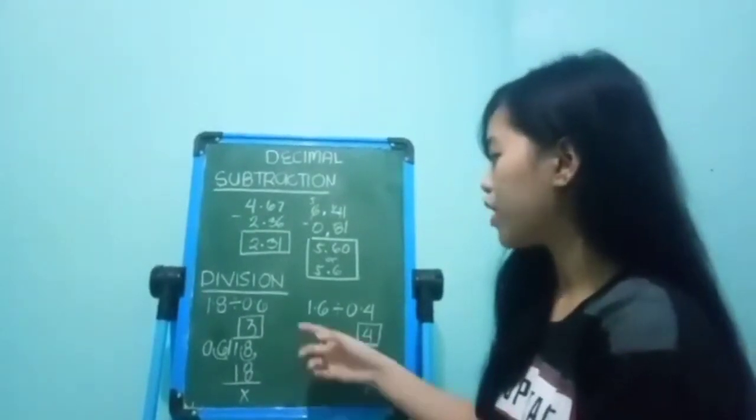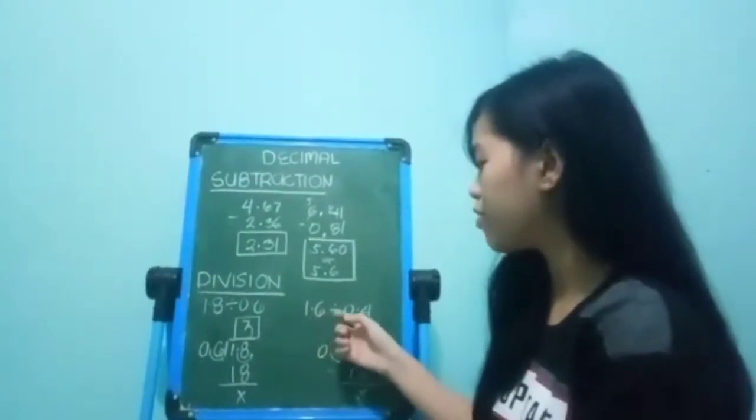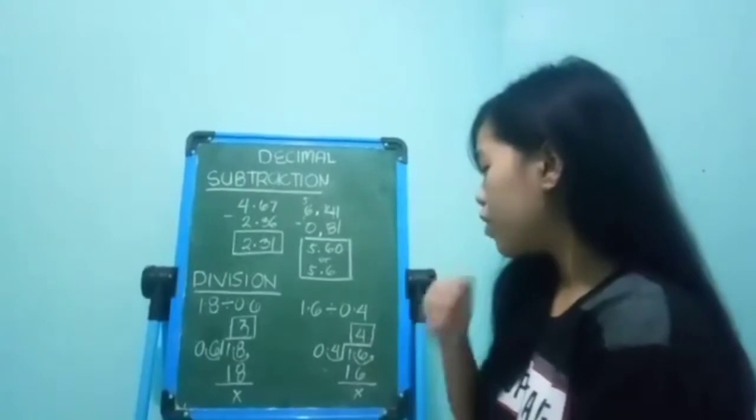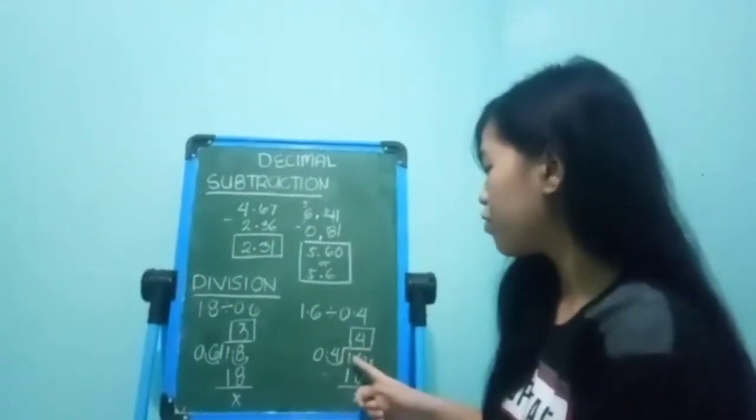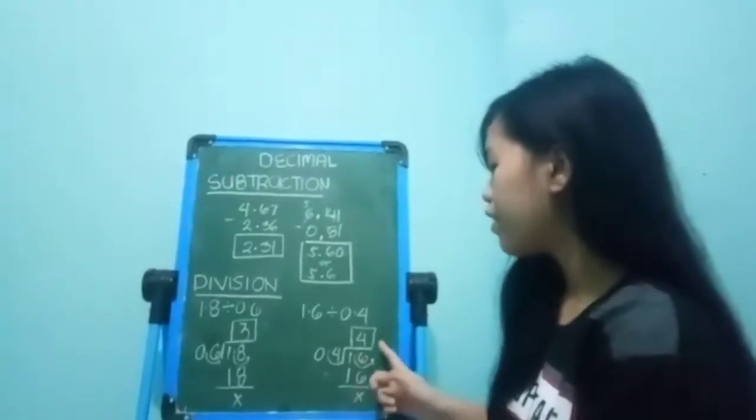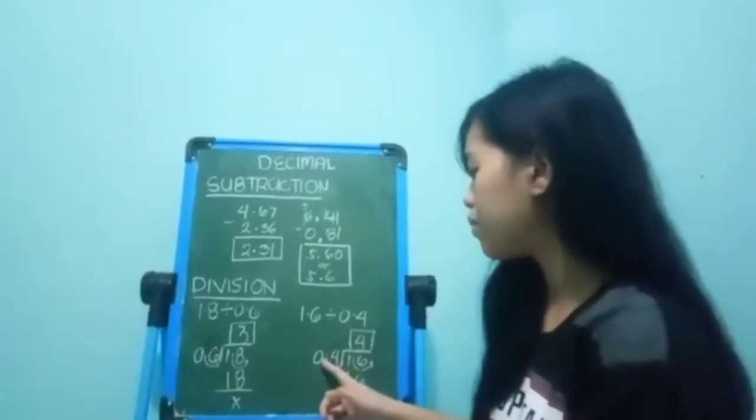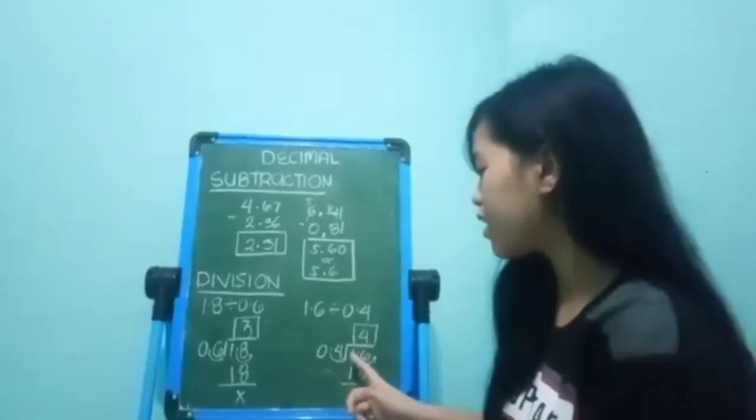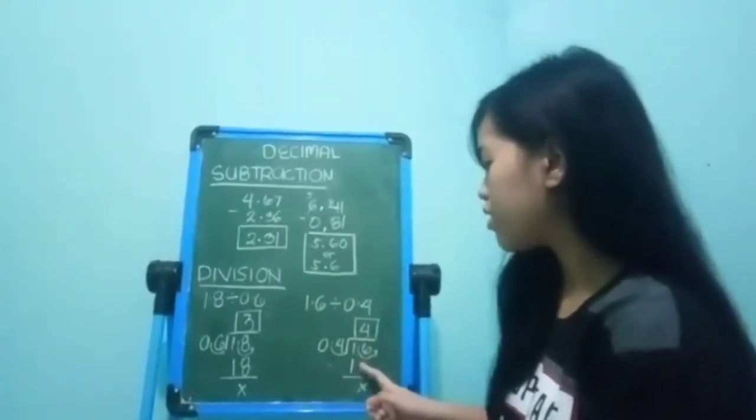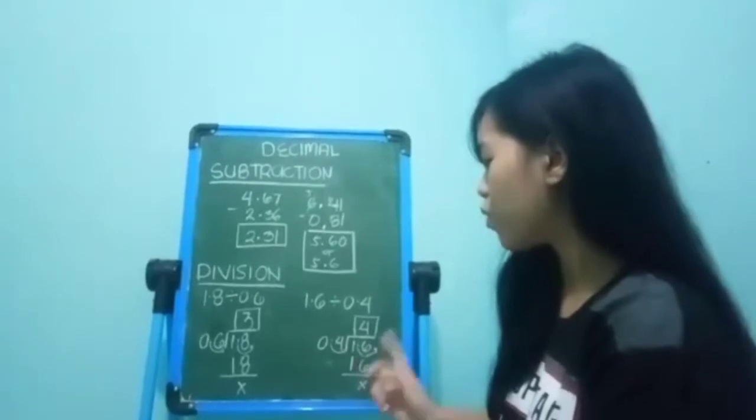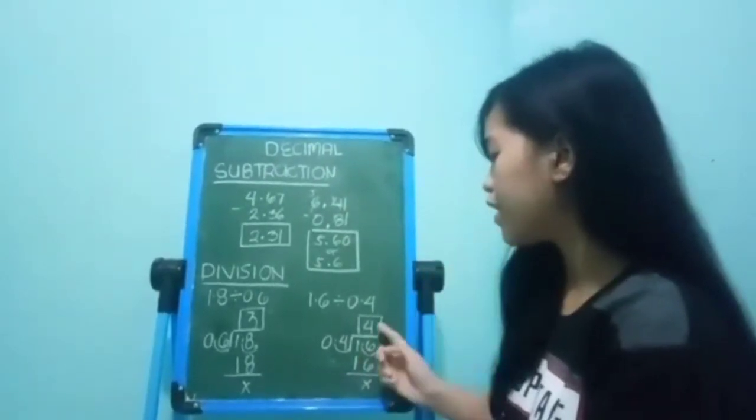Then the second example is 1.6 divided by 0.4. To solve, we must move the decimal point to the right. So in the dividend, move the decimal place to the right, so 16. And then in the divisor, move the decimal place to the right, so 4. So it becomes 16 divided by 4 is equal to 4. 4 times 4 is equal to 16. Then 16 minus 16 is equal to 0. So the final answer is 4.